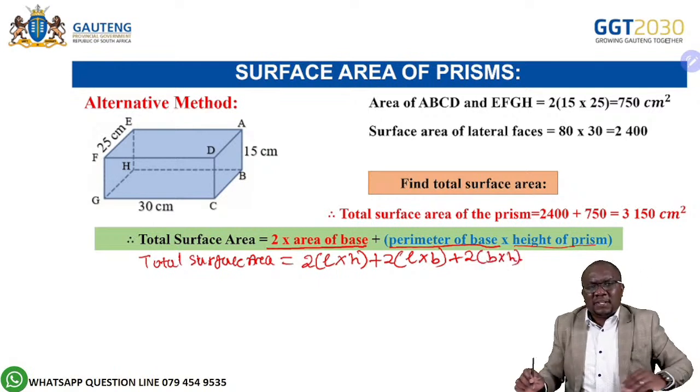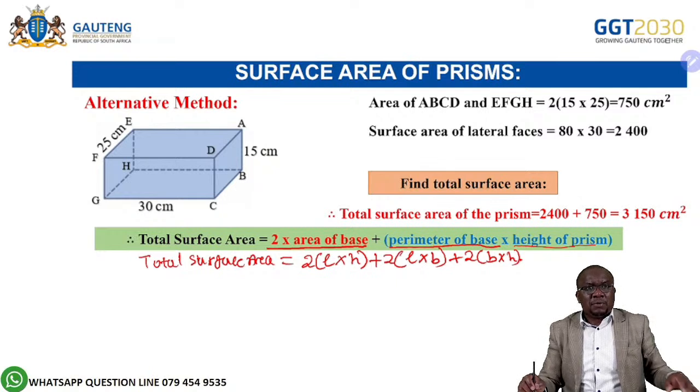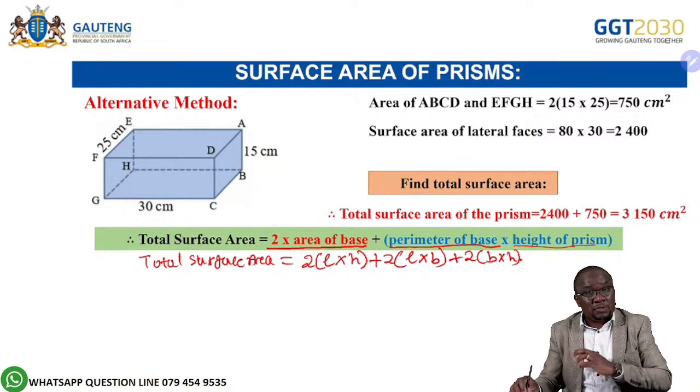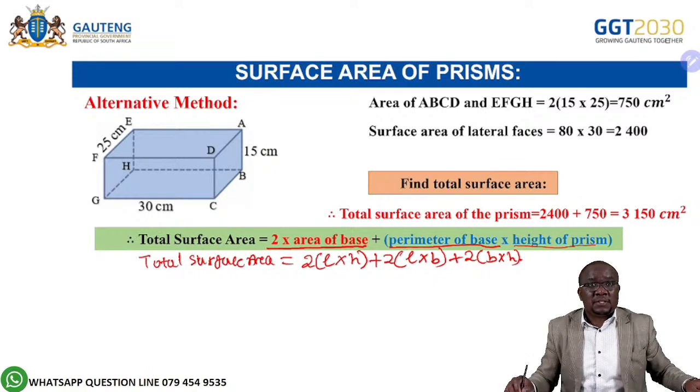Okay, let me give you 1 minute to write these two formulae. We're going to use them in the next one, but the next one is going to be a triangular prism, so we're not going to necessarily use this, but just write it so that you have your notes. One minute.